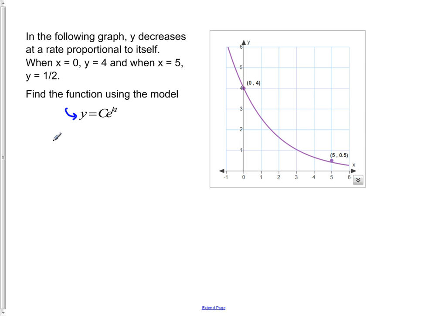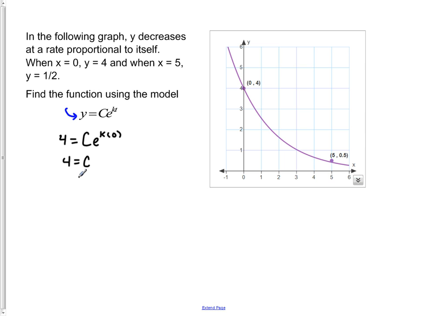What that means for us is that we will have 4 equal to some constant c times e to the k times 0. And we know that anytime we put in 0 for that e, e to the 0, that's going to be 1, so 4 is equal to our constant c. And that's always sort of the easy part. If we have that 0 point, we can solve for c pretty easily.